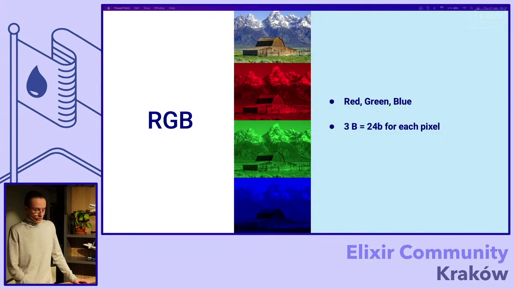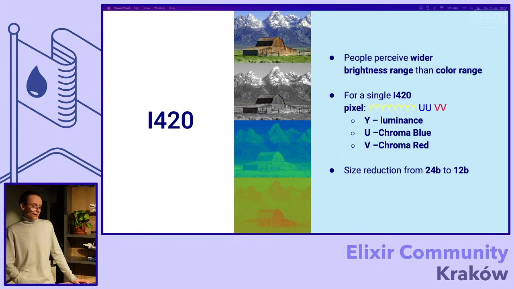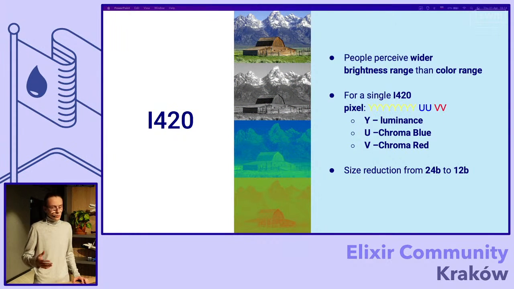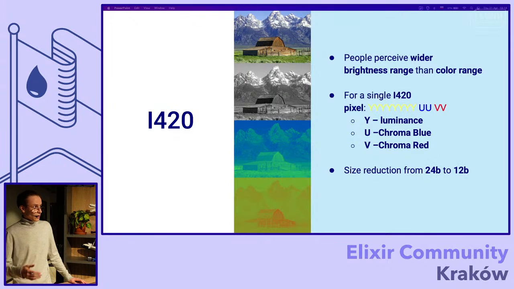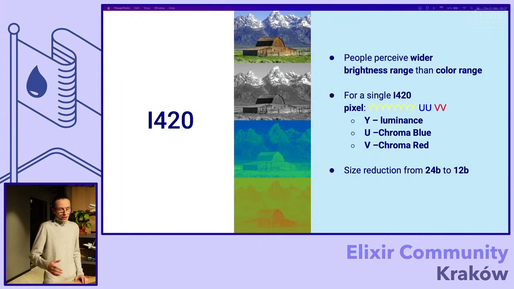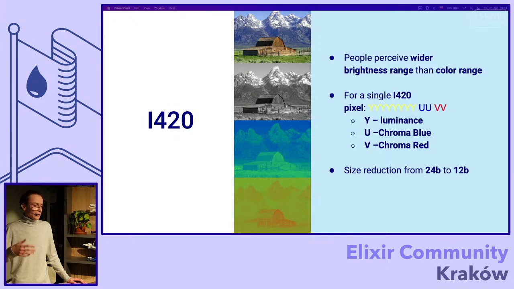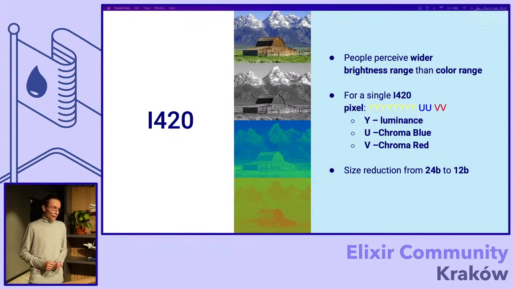But it's too much. Because people perceive a wider brightness range than color range, we don't need to store so much data on colors. We can store just the brightness and some blue and red colors. For that, this format was created, and it reduced the size from 24 bits to 12 bits.